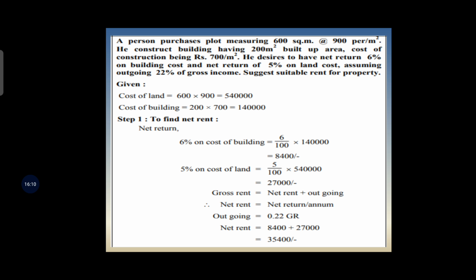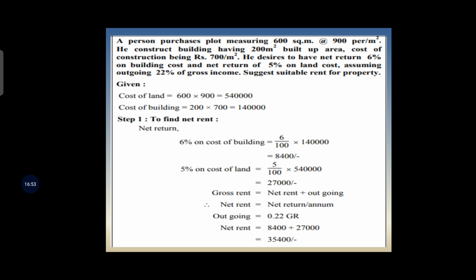Now the next sum is, a person purchases a plot of 600 square meter at 900 per meter square. So he constructs a building having 200 meter square built up area, and the cost of construction is rupees 700 per meter square. He desired to have a net return of 6% on the building cost and a net return of 5% on the land cost. Assuming outgoings 22% of the gross income, suggest the property rent.